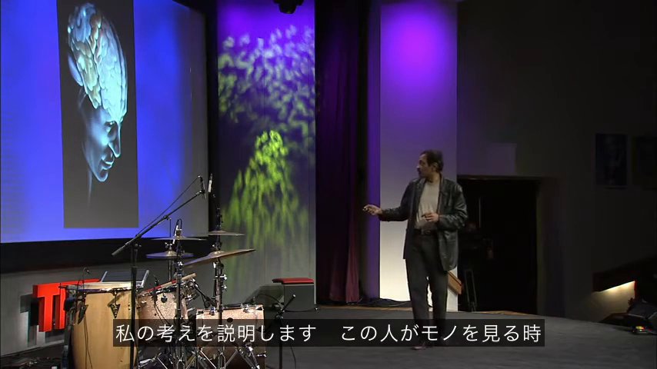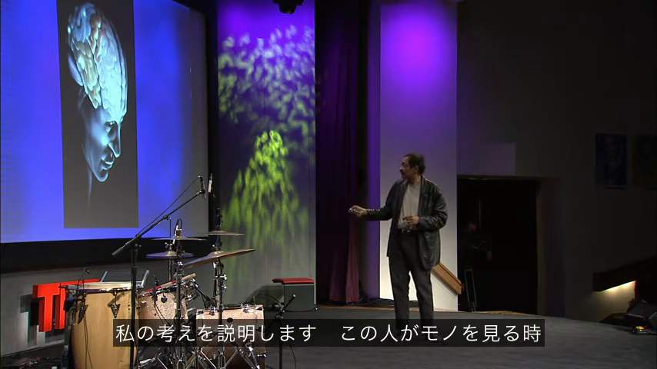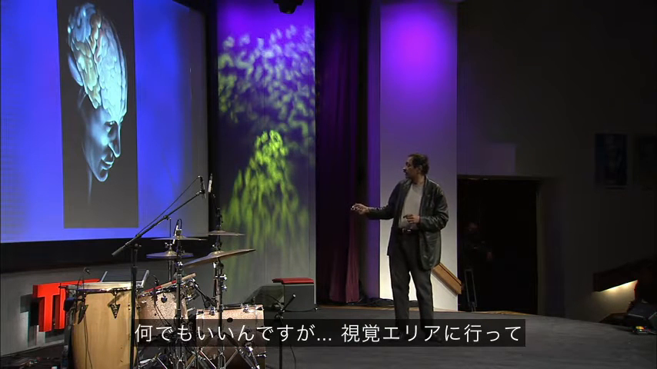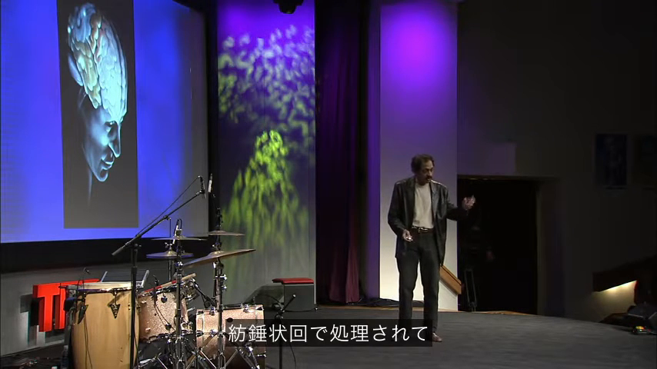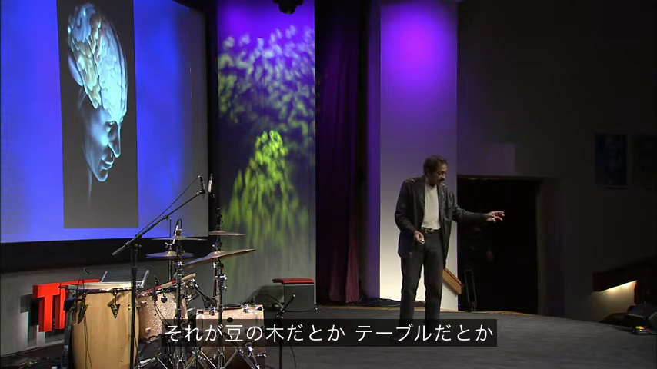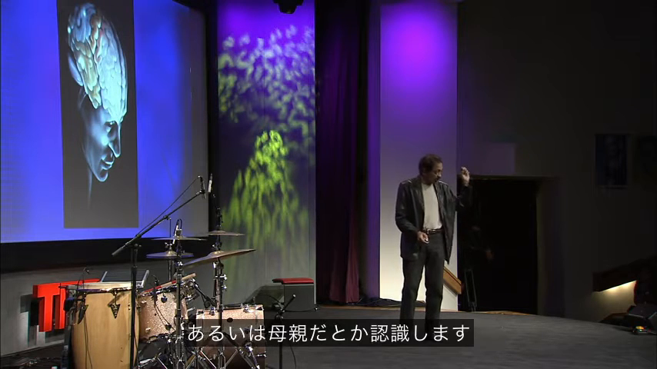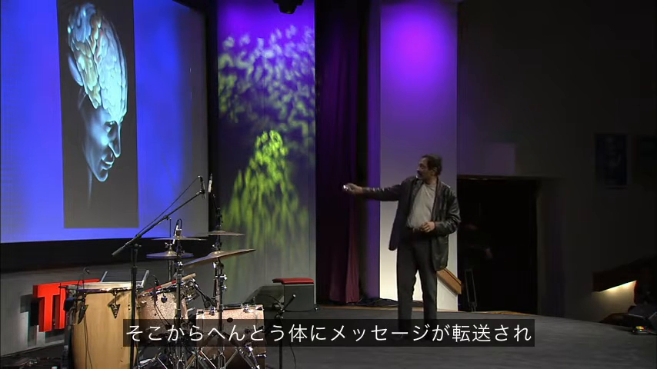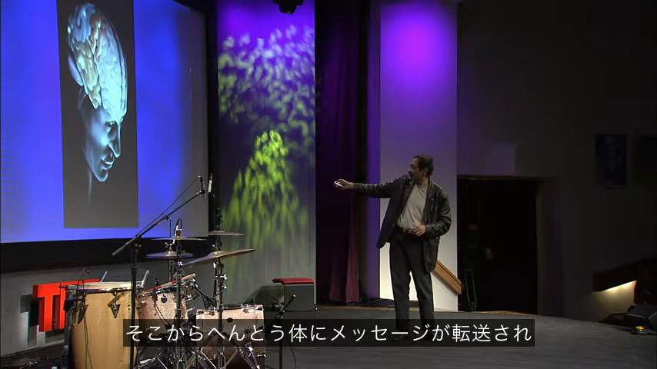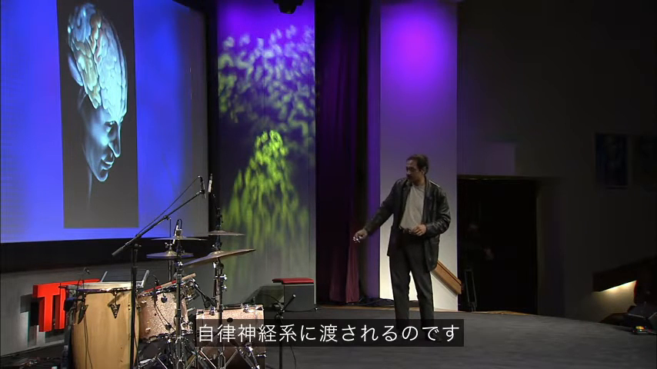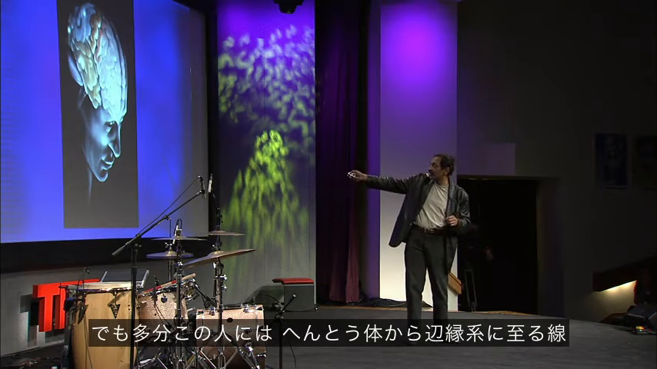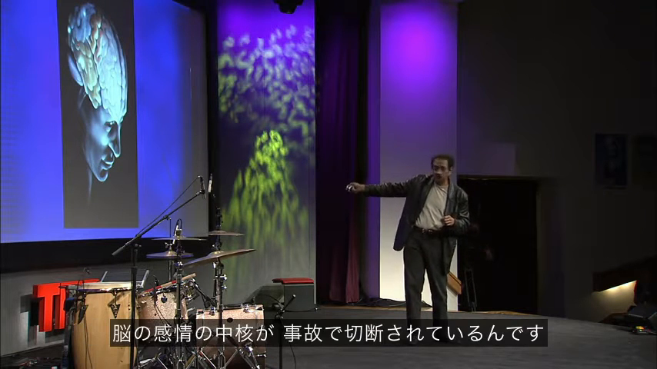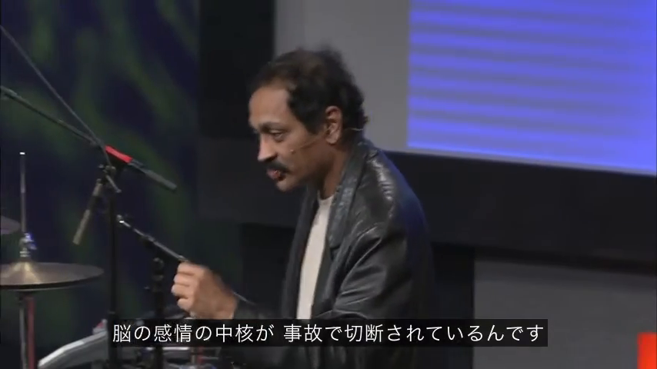So my idea was when this chap looks at any object for that matter, it goes to the visual areas, and it's processed in the fusiform gyrus, and you recognize it as a pea plant or a table or your mother for that matter, okay? And then the message cascades into the amygdala and then goes down the autonomic nervous system. But maybe in this chap, that wire that goes from the fusiform to the limbic system, the emotional core of the brain, is cut by the accident.